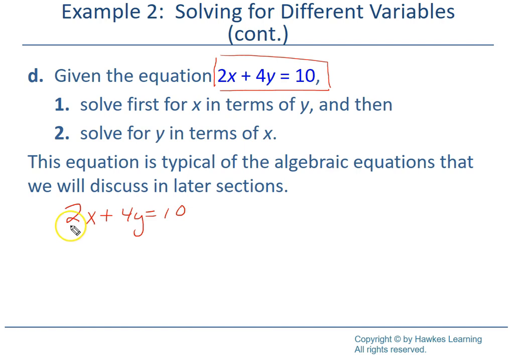Now let's see how much of our techniques we remember here. We're going to transpose that so we get 2x. Now on this side it becomes a negative 4y plus 10. And I don't know why I wrote a 2 there.